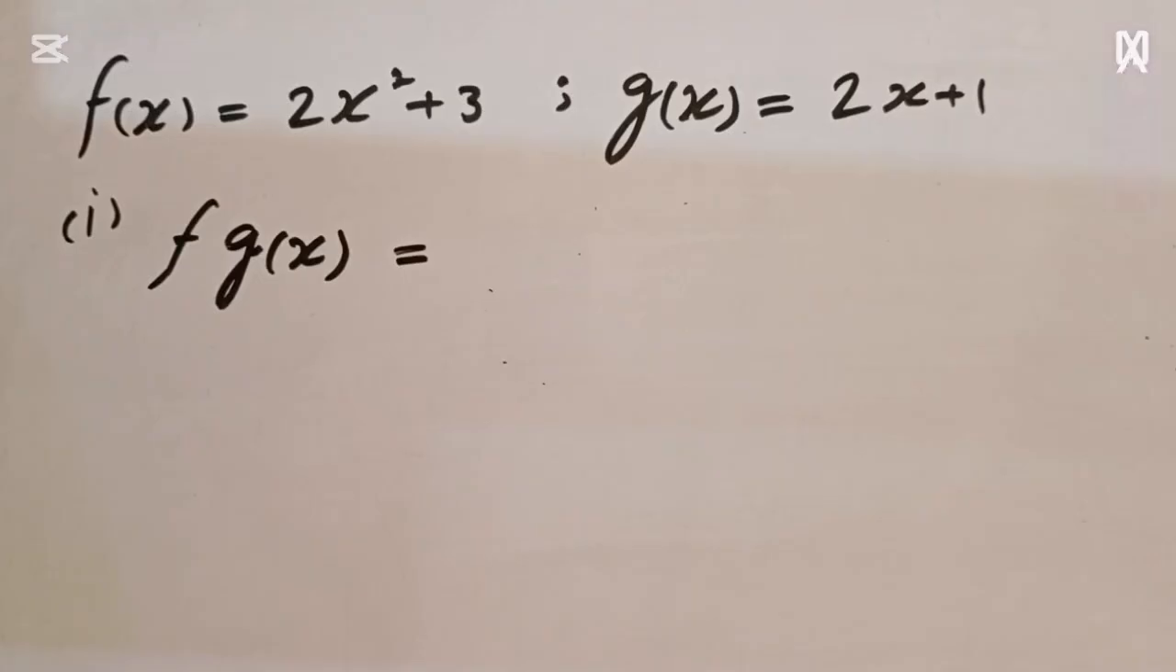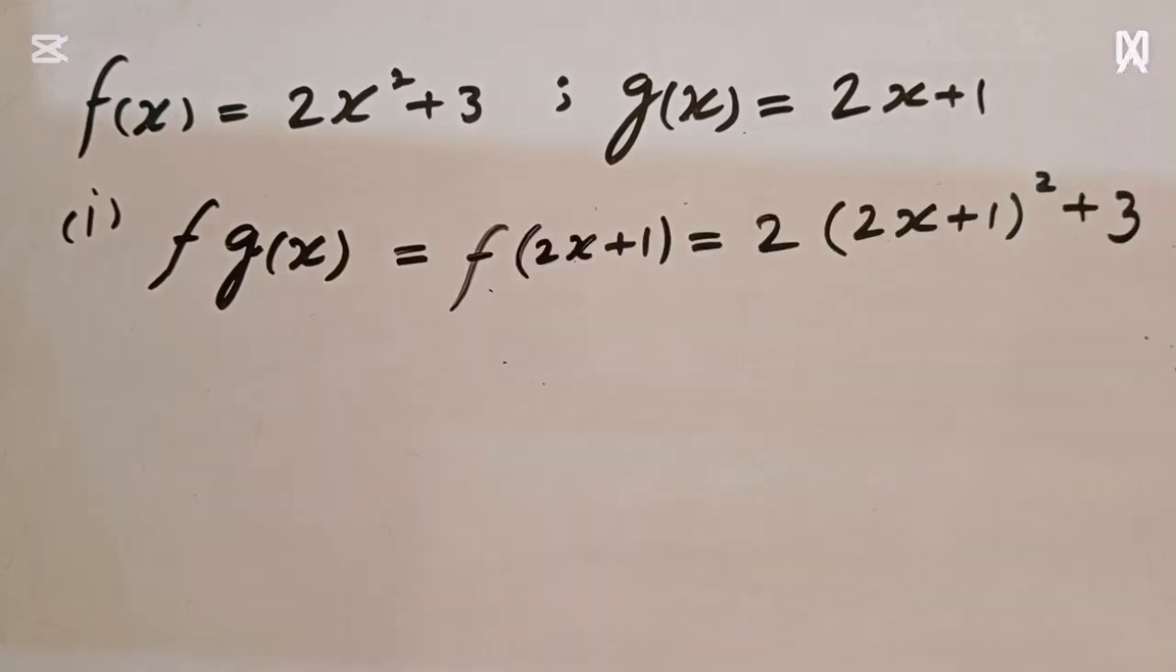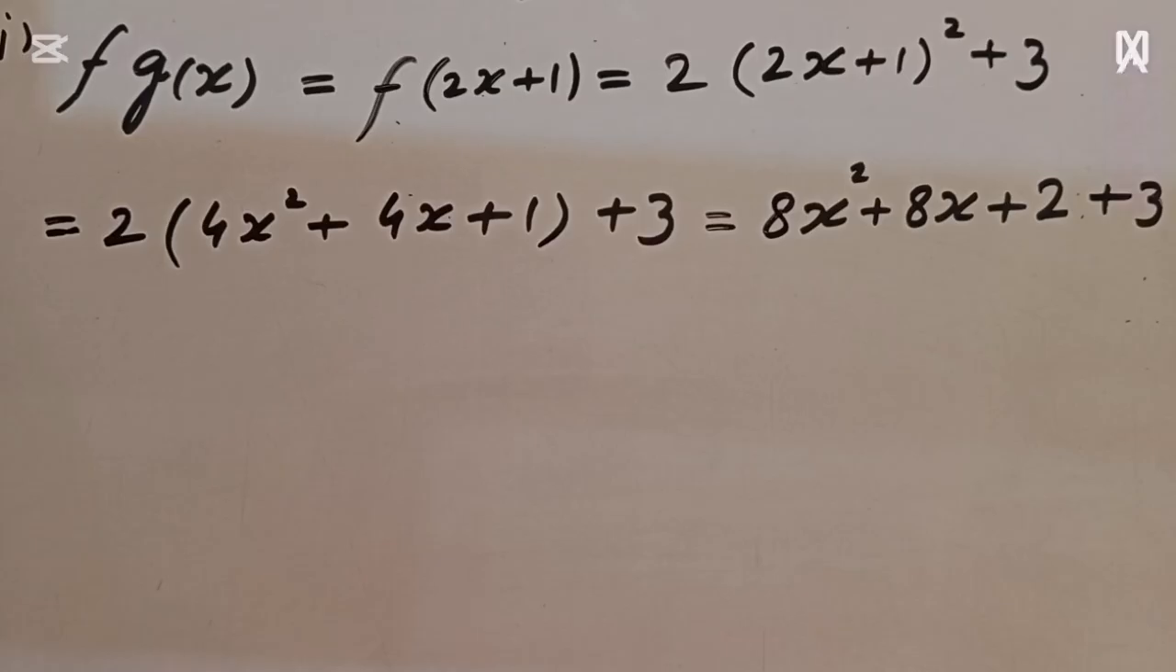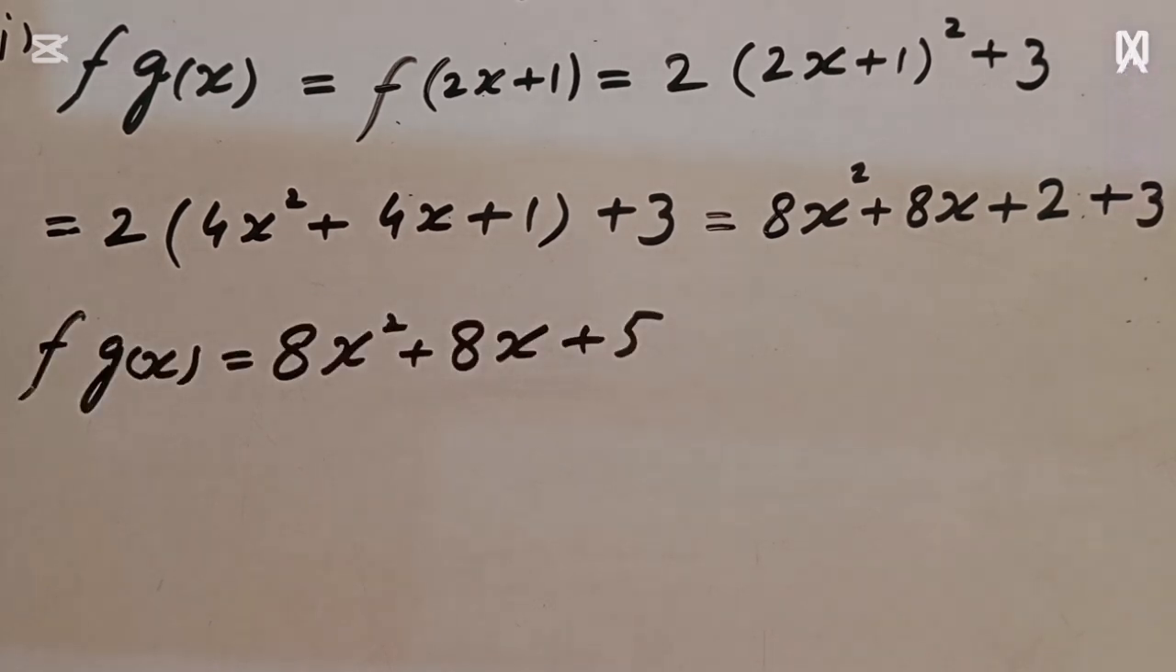These are the functions given to us in this question. Now part 1, f at g(x). Now we solve it. Opening the bracket using identity. After further simplification, it will be 8x square plus 8x plus 5. So f of g(x) is equal to 8x square plus 8x plus 5.